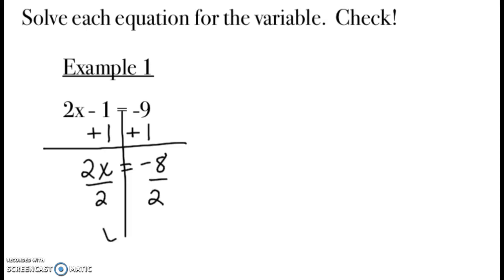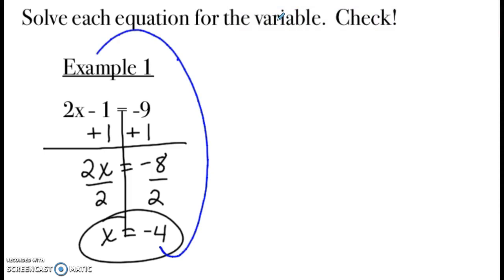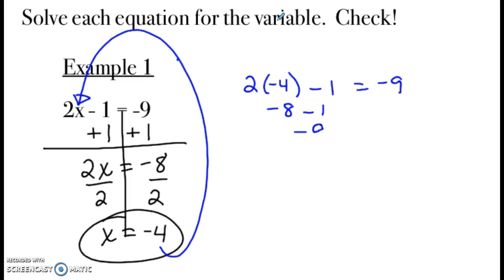2x divided by 2 is just x. -8 divided by 2 is -4. So I believe my solution is x equals -4. And then I'm just going to check it briefly. So what I'm going to do is I take my -4 that I got and I plug it into the equation for x. So I replace x with -4. I write everything else down as it is and I just see if this makes it true. So 2 times -4 is -8. -8 minus 1 is -9. It says my answer should be -9, and it is, so this works out.